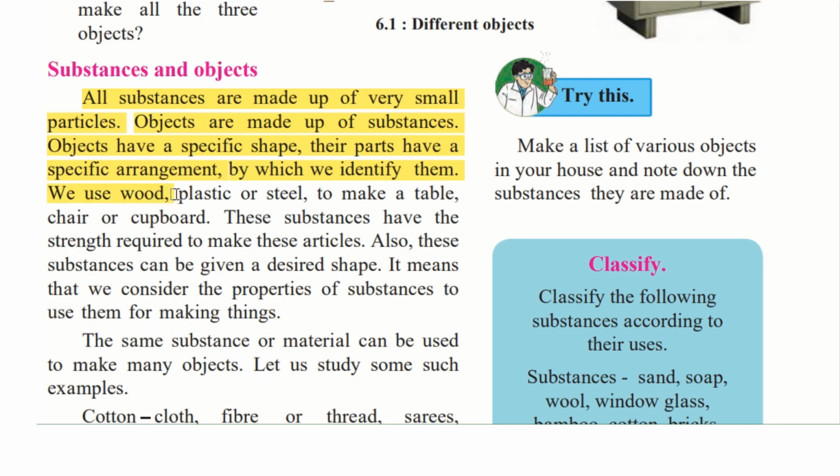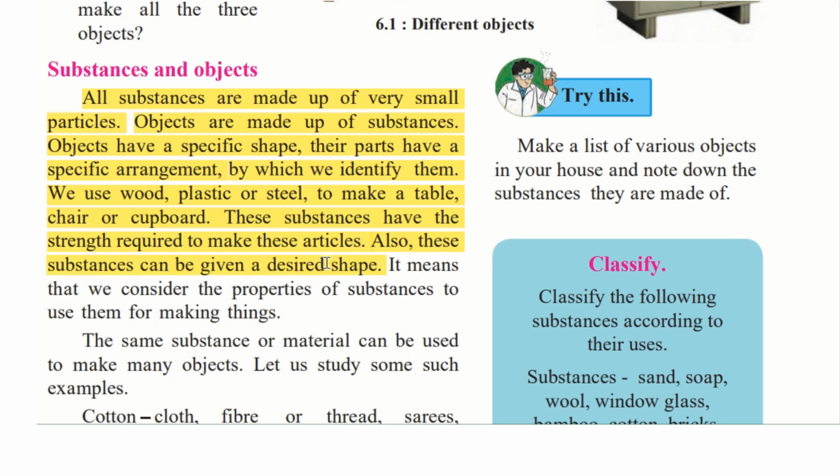We use wood, plastic, or steel to make a table, chair, or cupboard. These substances have the strength required to make these articles. So they have certain strength in them, so that we can make these articles. All these substances can be given a desired shape. Whichever shape we want, we can make.